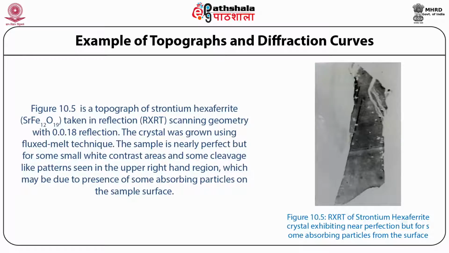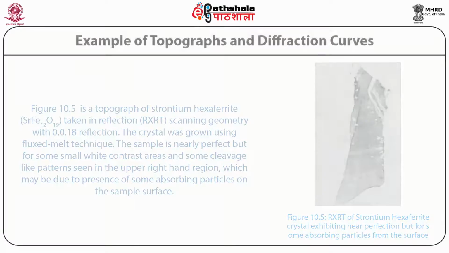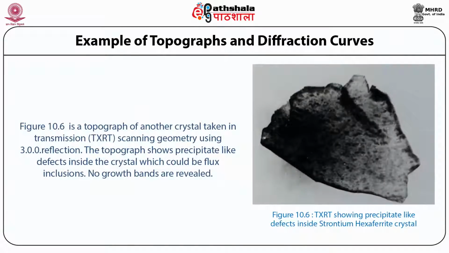The sample is nearly perfect, but for some small white contrast areas and some cleavage-like patterns seen in the upper right-hand region, which may be due to the presence of some absorbing particles on the sample surface. Figure 10.6 is a topograph of another crystal taken in transmission, TXRT scanning geometry, using the 300 reflection.